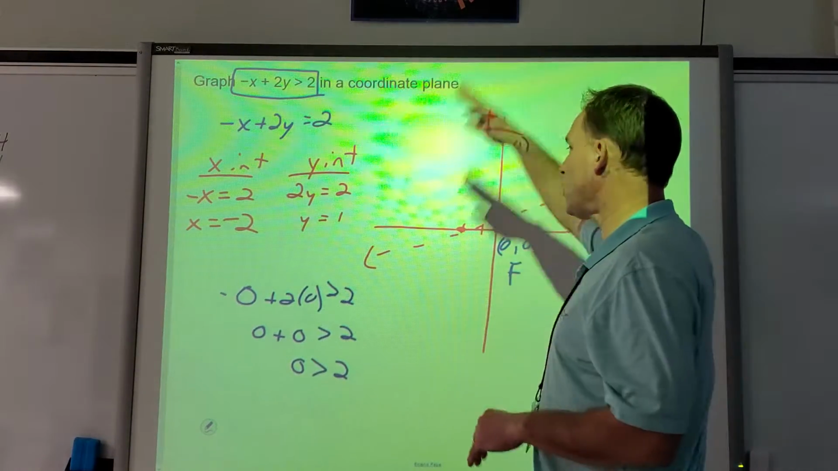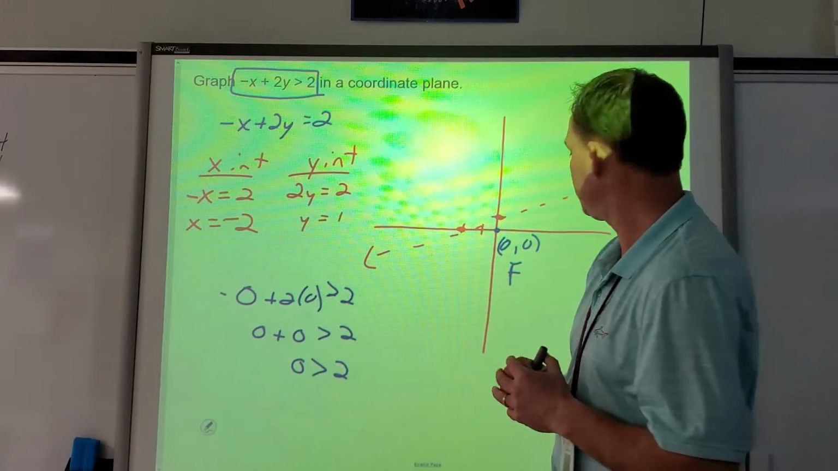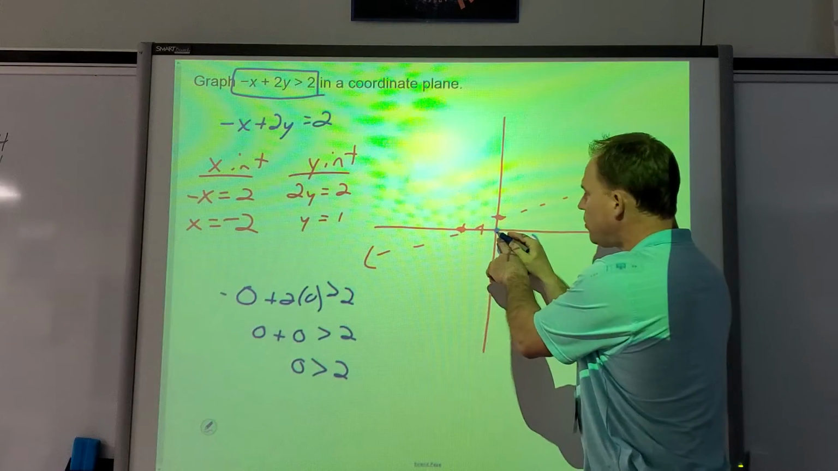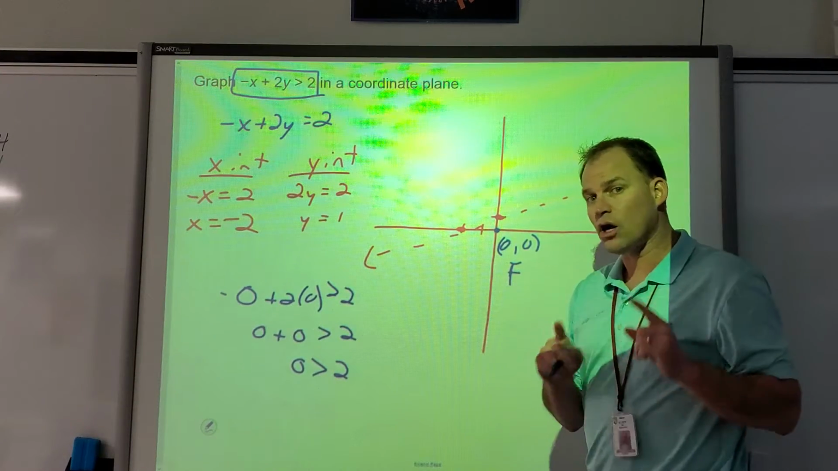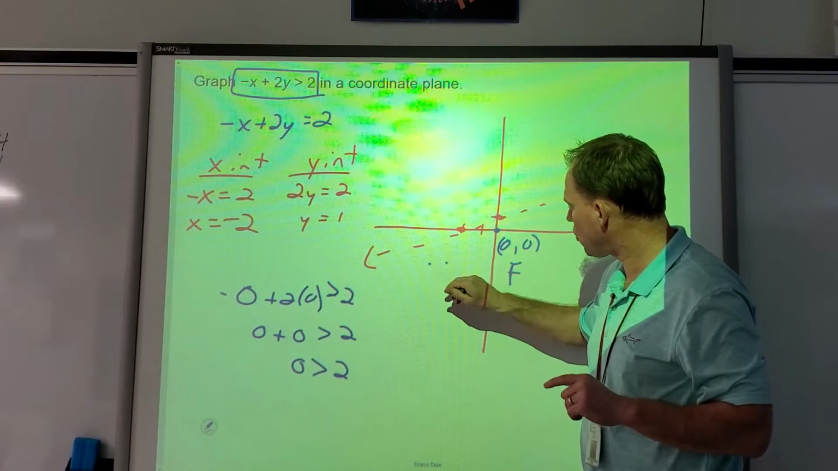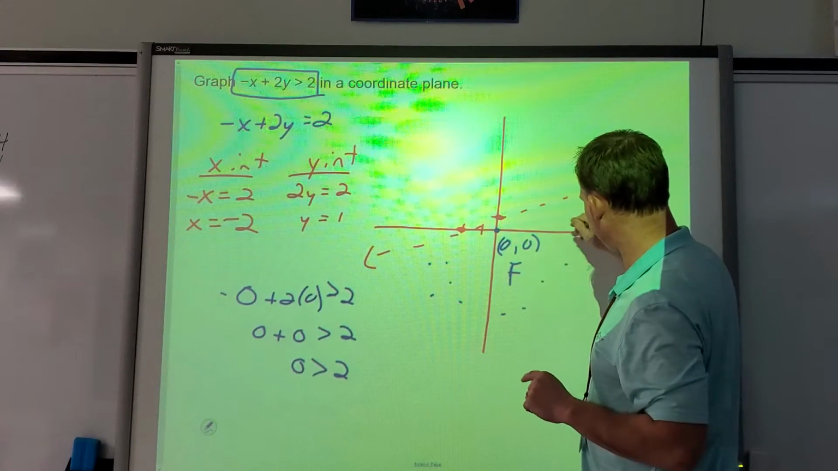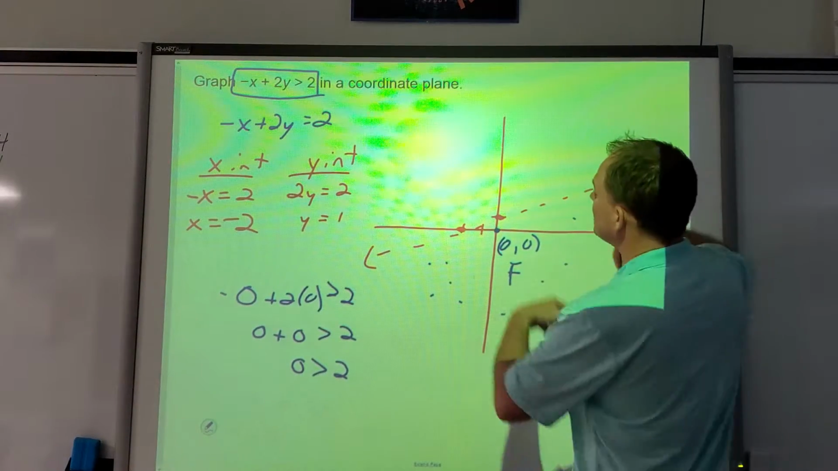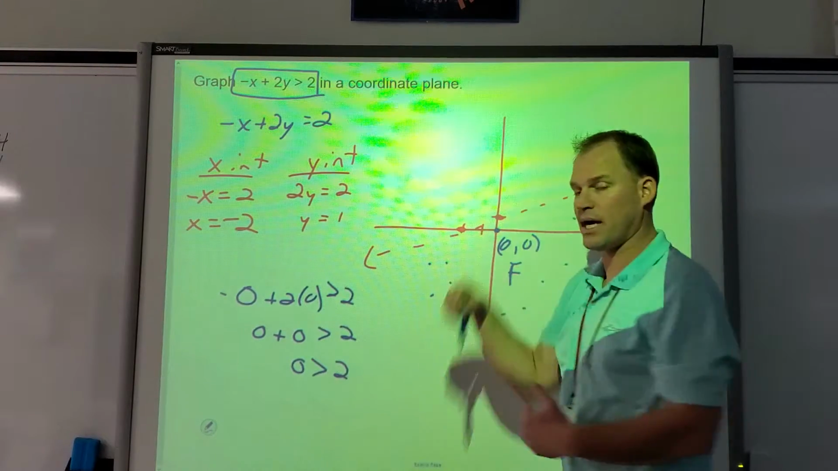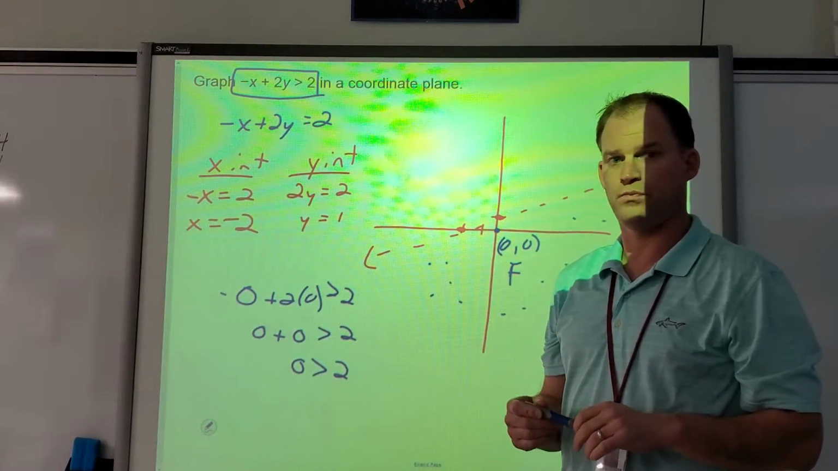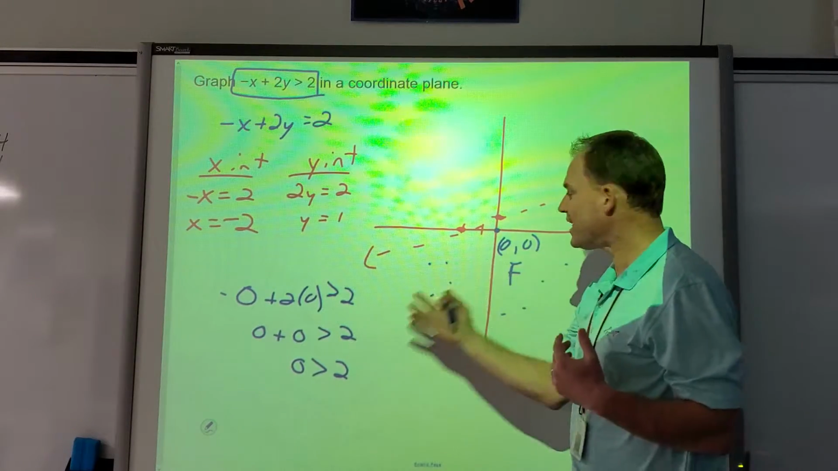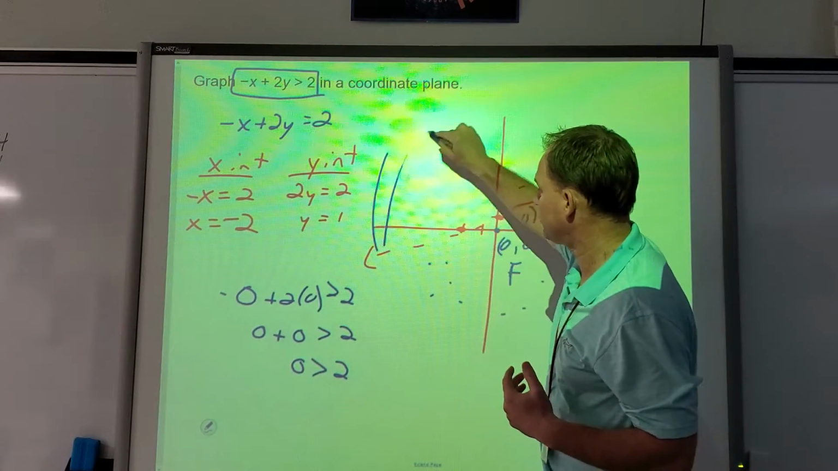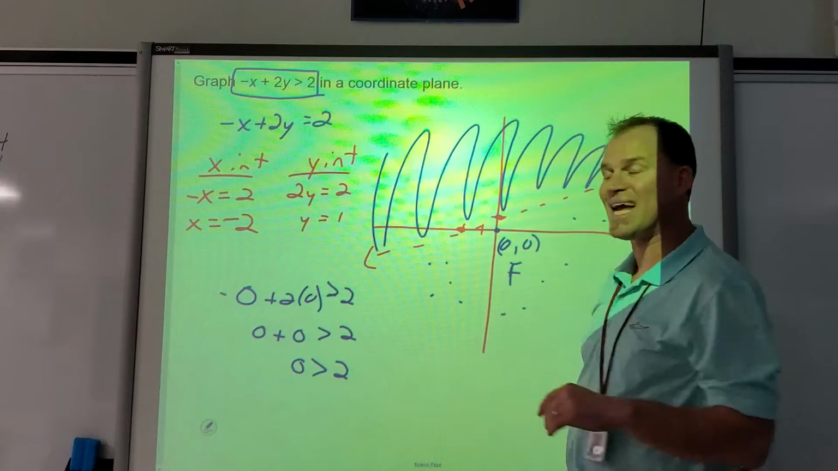Most kids, everything we've done up until now, you can figure out pretty easy. This next concept is very difficult for some kids. If this point is false, that automatically means that every coordinate point on this side is false. And it means that every point on this side of the line is true. So, if this side is the false side, that's the true side. You shade the true side of the line. That is shaded in.